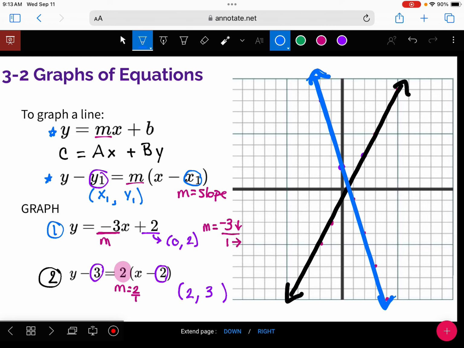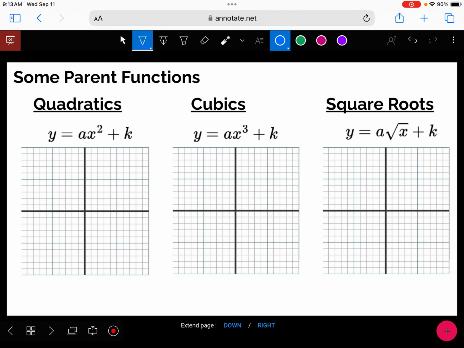Questions on lines? Because honestly, that's kind of what we're doing with lines right now. Okay, because we need to remember some other parent functions, because we're going to deal with all kinds of functions in this chapter. So we're going to think about quadratics and cubics and square roots. Our general forms for quadratics, cubics, and square roots are all up here. We have an a, our x with its exponent of some way, shape, or form, and then a plus k.